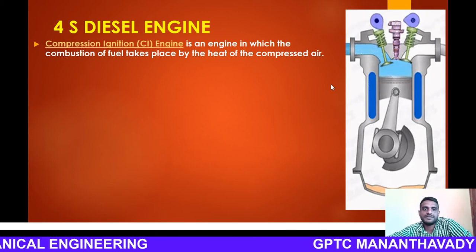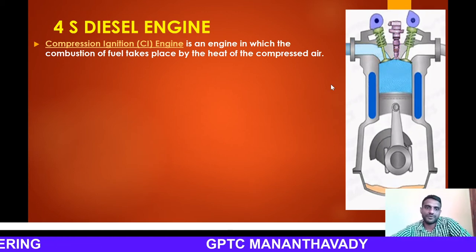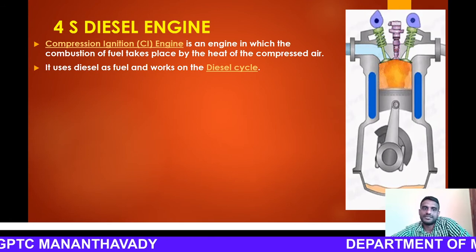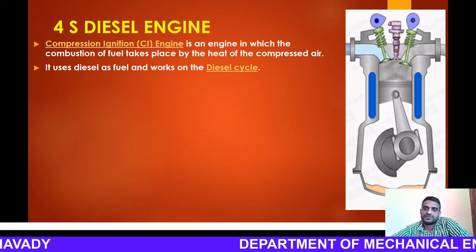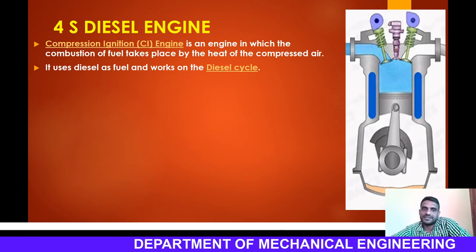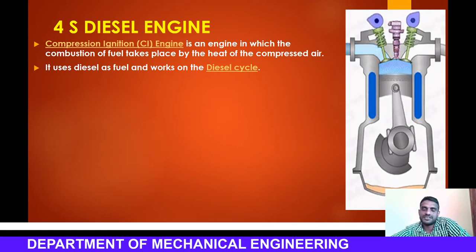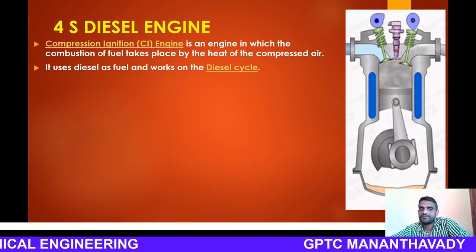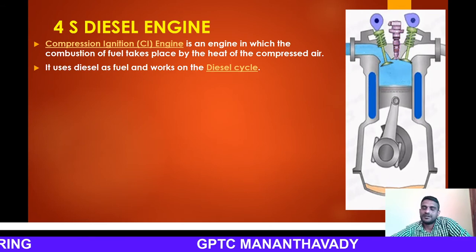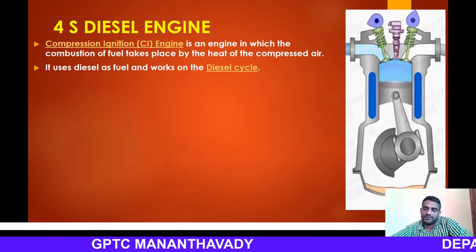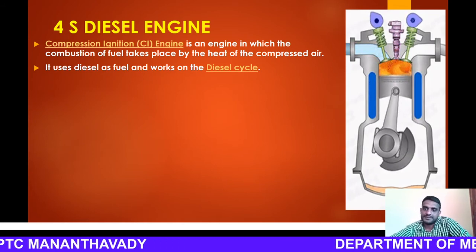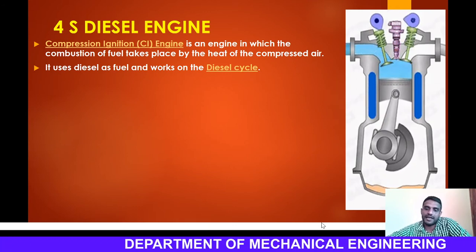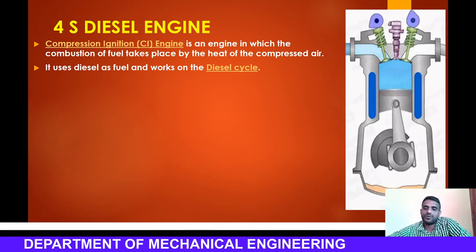So the CI engine is an engine in which the combustion of fuel takes place by the heat of compressed air. It uses diesel as the fuel, so it is also known as a diesel engine, or simply a CI engine, and it works on the diesel cycle. The diesel cycle has four processes: isentropic compression, constant pressure heat addition, isentropic expansion, and constant volume heat rejection.